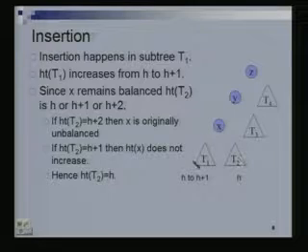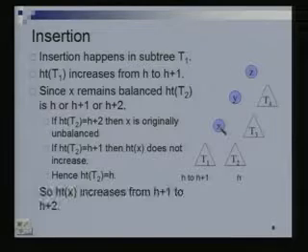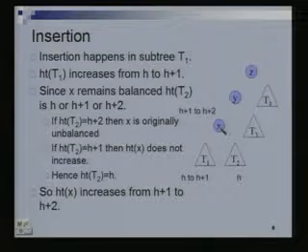If the height of T2 is h and the height of this has increased from h to h plus 1, then what about the height of x? What was the original height of x? The original height was h plus 1 and now it has become h plus 2. Is this clear to everyone? So, the height of x has increased from h plus 1 to h plus 2.